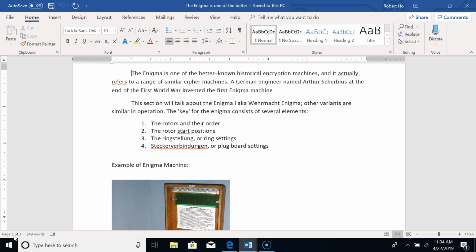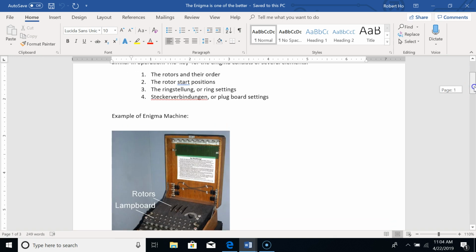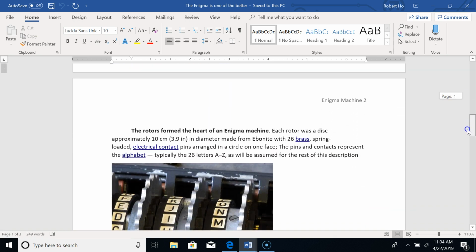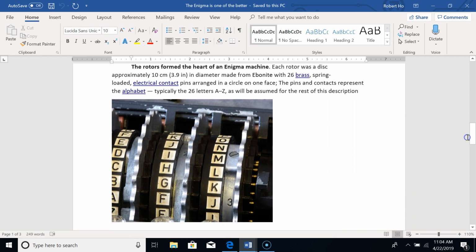So let's talk about the elements of the Enigma machine. The first one you need to know is called the rotor. You have the rotor and their order. The rotor consists of a disc approximately 10 centimeters in diameter, which is about 4 inches, made from ebonite with 26 brass spring-loaded electrical contact pins. The pins and the contacts represent the alphabet, typically 26 letters from A to Z.